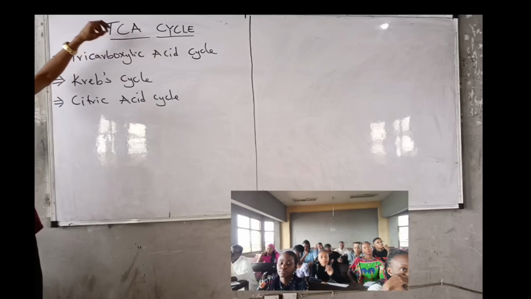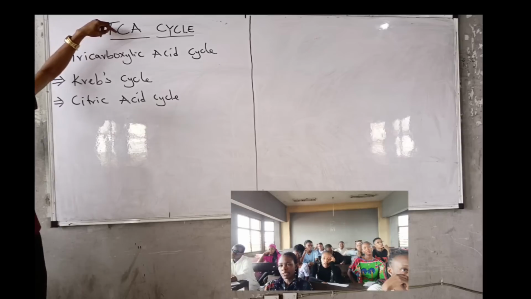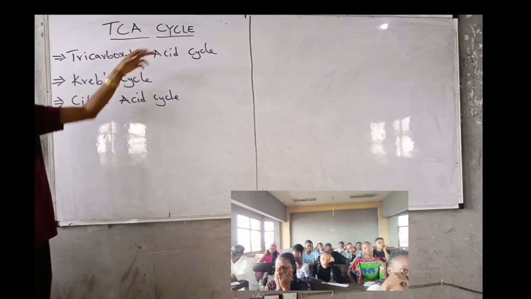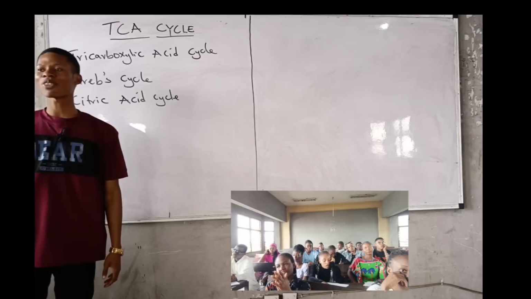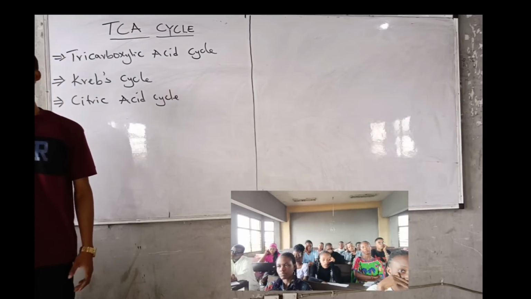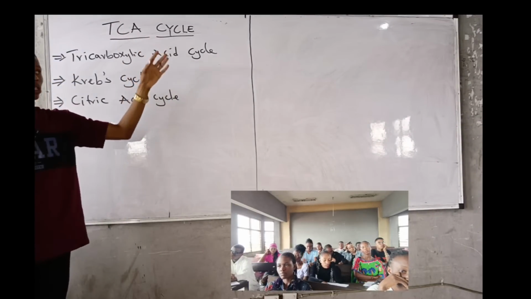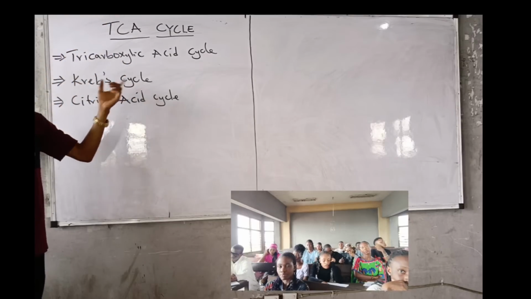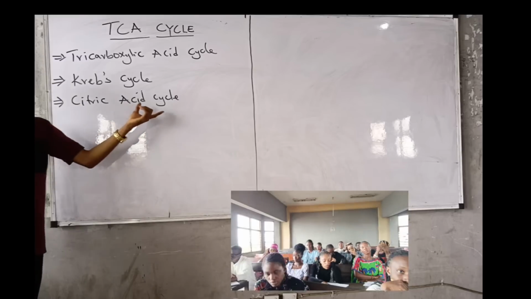This TCA stands for what? Tricarboxylic acid. So tricarboxylic acid cycle, or you name it after the person that discovered the pathway, Hans Krebs. Hans Krebs was the person that discovered this pathway. So it is also named after him as Krebs cycle. Or you call it citric acid cycle.